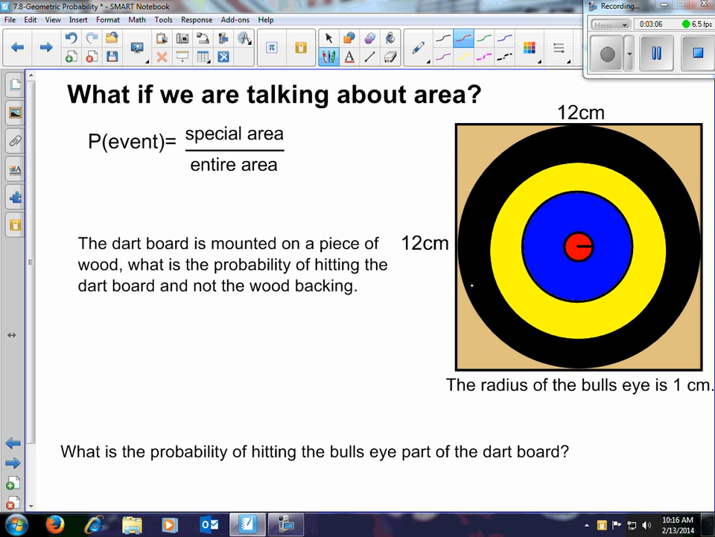Alright, so now here's the dartboard. The dartboard is mounted on a piece of wood. What is the probability of hitting the dartboard and not the wood backing? So we're going to use this formula, which is special area over entire area, or total area. So we're going to need the area of the dartboard. We're also going to need the area of the whole square.